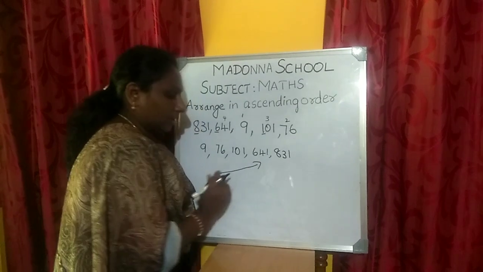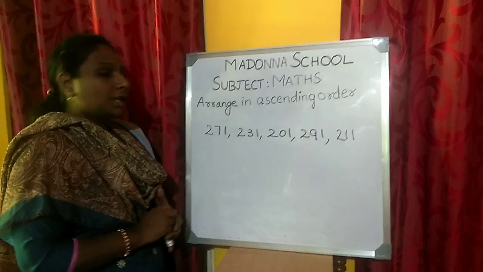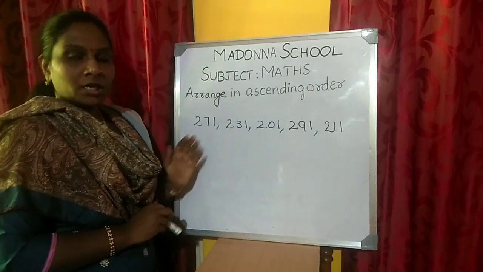It is in the increasing order. And it is called what, children? Ascending order. Now we will arrange these numbers in ascending order.